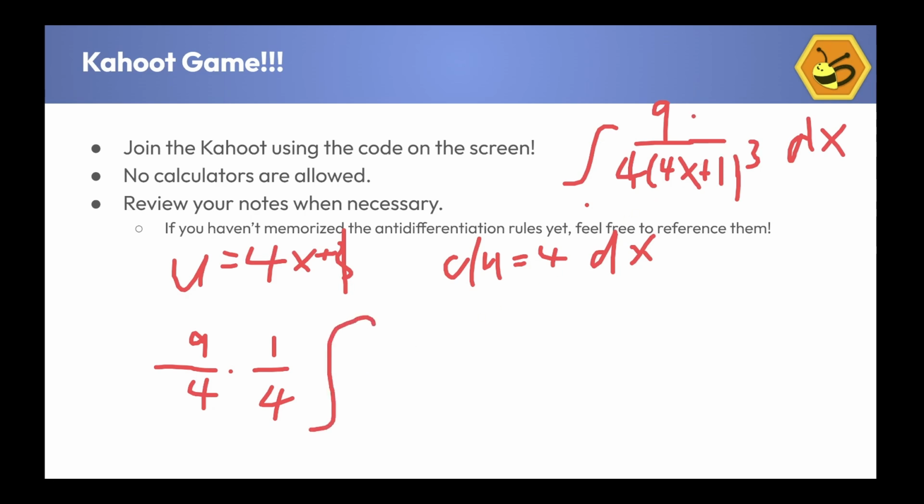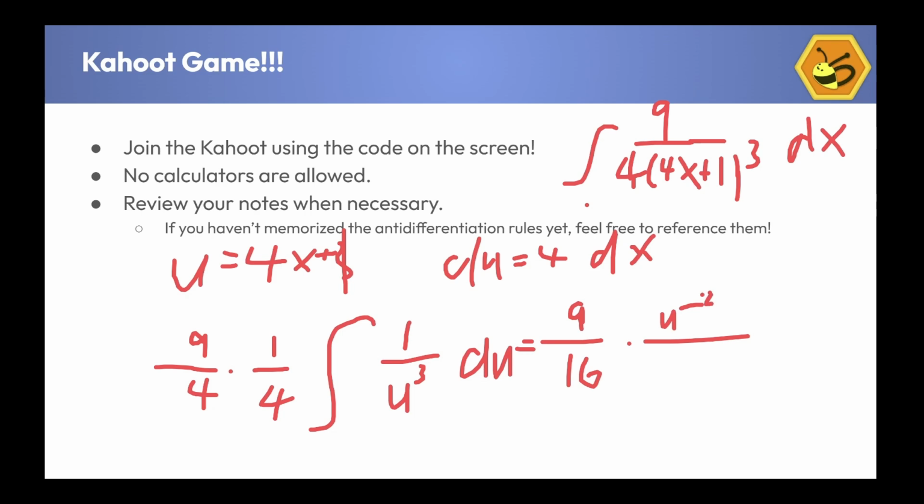We have this huge integral of u to the power 3 du. This part is 9/16, so I have 9/16 first of all. And then this is u to the power negative 3, so I must have u to the power negative 2 over negative 2. Because of this, I will have negative 9/36, sorry, 9/32. u is 4x plus 1.